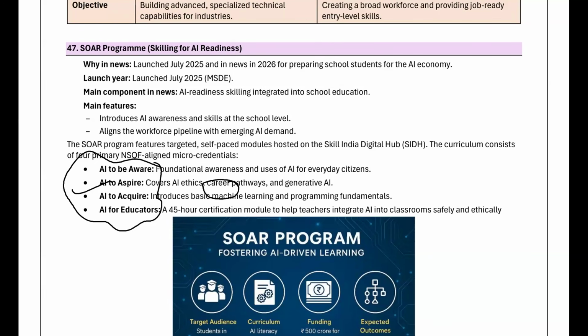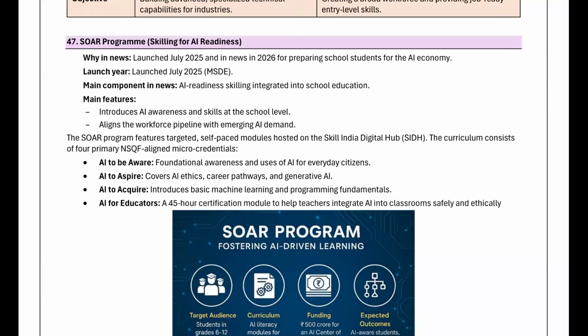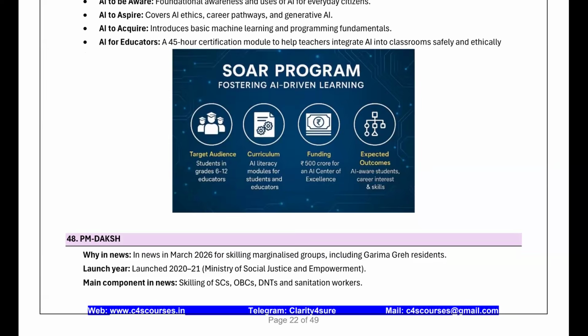That is AI. Just a minute. So this is providing AI to be aware, AI to aspire, AI to acquire, and AI for educators. For educators, remember this extra point: it is providing a 45-hour certification module to help teachers integrate AI into the classroom safely and ethically. Right. This is all about the news you need to understand for this scheme, that is the SOAR program, Scaling for AI Readiness.